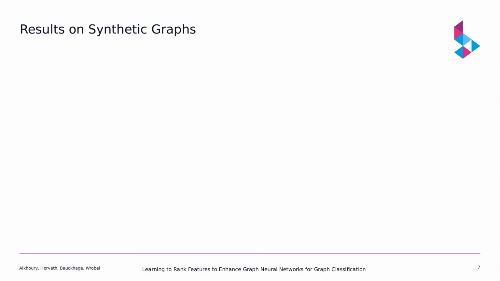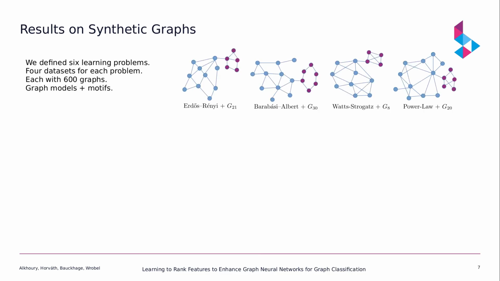Then, to evaluate our method's ability to detect structural features defining target classes, we conducted experiments on synthetic graphs with known ground truth. We defined 6 learning problems, and for each of these problems we generated 4 datasets, each with 600 connected base graphs from one of the 4 standard random graph models: Erdos-Renyi, Barabasi-Albert, Watts-Strogatz, and Power Law Cluster.